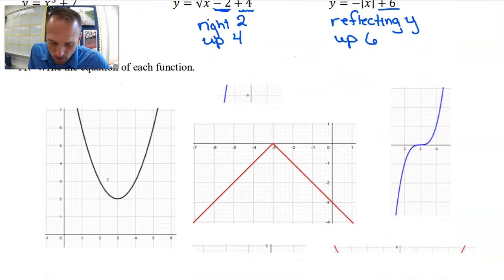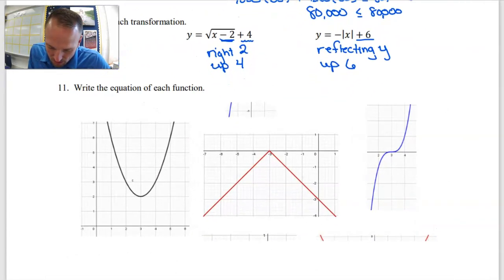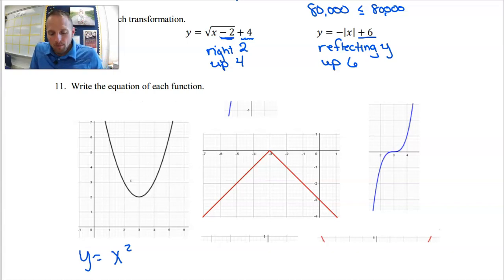Okay, write the equation of each function. Okay, let's see what we've got here. So this is going to be y equals x squared. That's the shape of a parabola. And it looks like we moved it right 3 and up 2 to get that dot there when it started at 0. So to go right 3, how are we going to have to change this? Well, remember, x's are liars, so this is going to be x minus 3 squared. That's going to move it 3 to the right. And then to go up 2, we just need a plus 2.